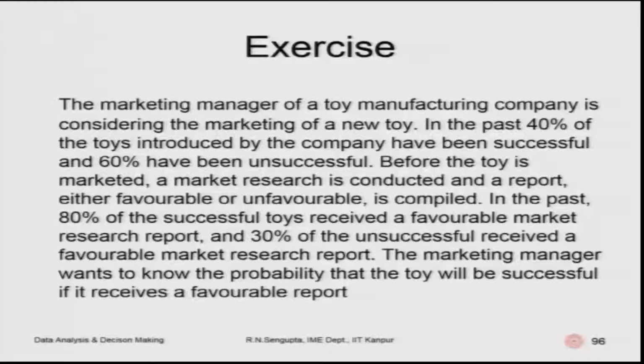So, the marketing manager wants to know the probability that the toy will be successful if it receives a favorable report. So, basically you analyze the market, which one should be B1, which one should be B2, which one should be B3, such that B1, B2, B3, or however different values of n you have, you basically combine them and try to find out that they are mutually exclusive and exhaustive, and solve the problems accordingly.